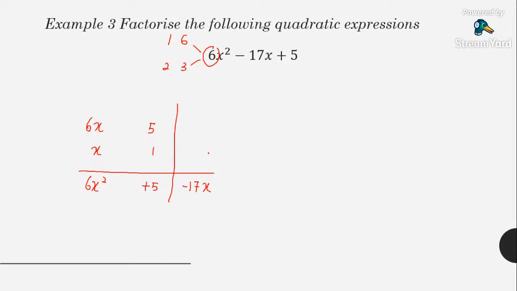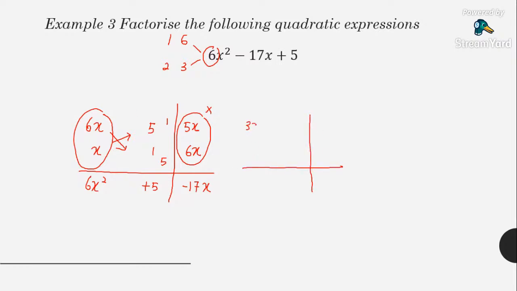I cross multiply 5x and 6x. So you can see this is wrong because I will never get a negative 17. So even if I change the place also, if I change the place to 5, 1 also, I will not get 17x. So I have to reconsider this part. So reconsidering that part, I will now put 3x and 2x. So this is 6x squared, this is plus 5, this is negative 17x.